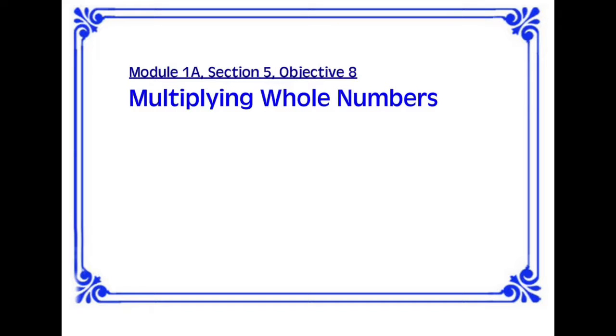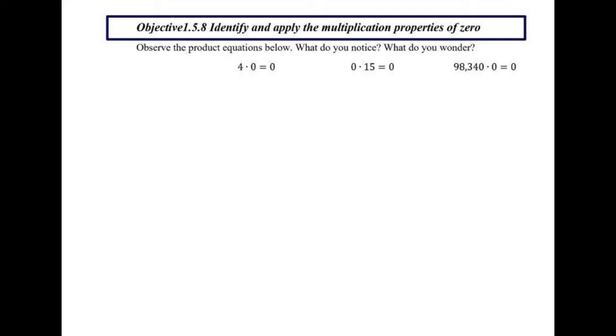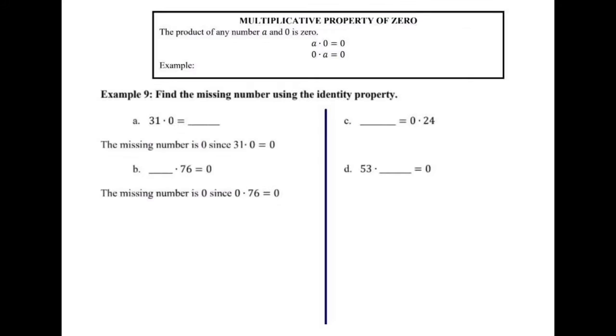Module 1, Section 5, Objective 8. It says to identify and apply the multiplication property of 0. So, what happens when you multiply by 0? You get 0, right? No matter what. 0 times anything is 0. Anything times 0 is 0. So the multiplication property of 0 means you will always get 0.